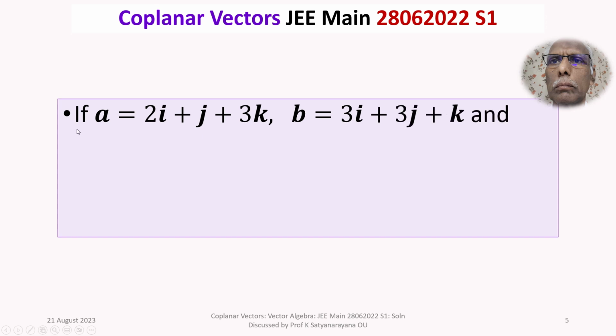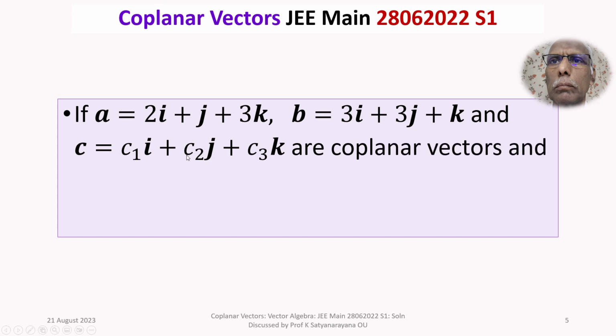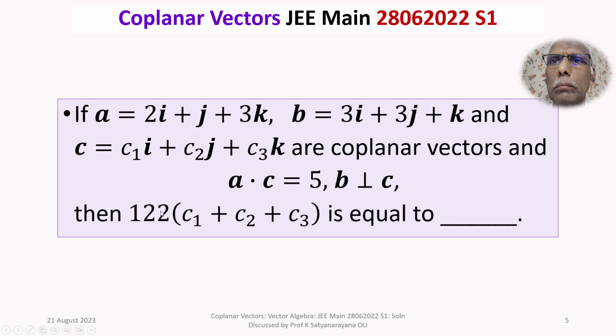The given question is: if vector A is equal to 2i plus j plus 3k, vector B is equal to 3i plus 3j plus k, and vector C is equal to c1i plus c2j plus c3k are coplanar vectors, and A dot C is equal to 5, B is perpendicular to C, then 122 times (c1 plus c2 plus c3) is equal to.